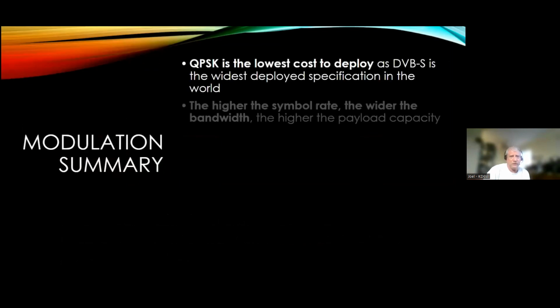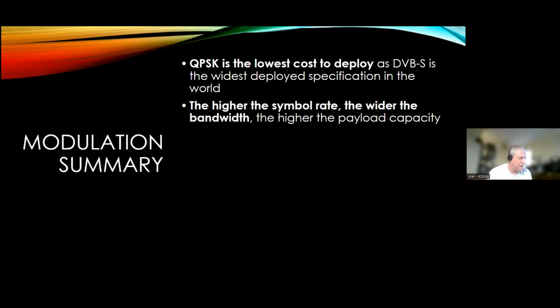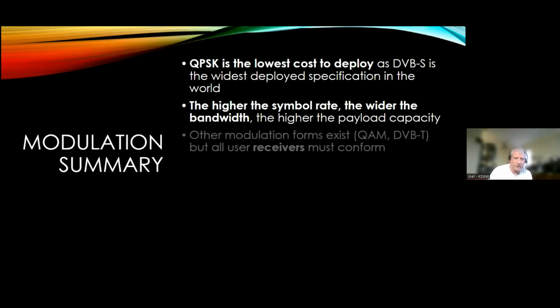In summary, QPSK is the lowest cost to deploy since DVB-S, where S stood for satellite. QPSK is commonly used for satellite links, so it's the widest deployed specification in the world. Everybody uses it. I don't know anybody that doesn't, okay? Even the military. The higher the symbol rate, the wider the bandwidth, the higher the payload capacity.